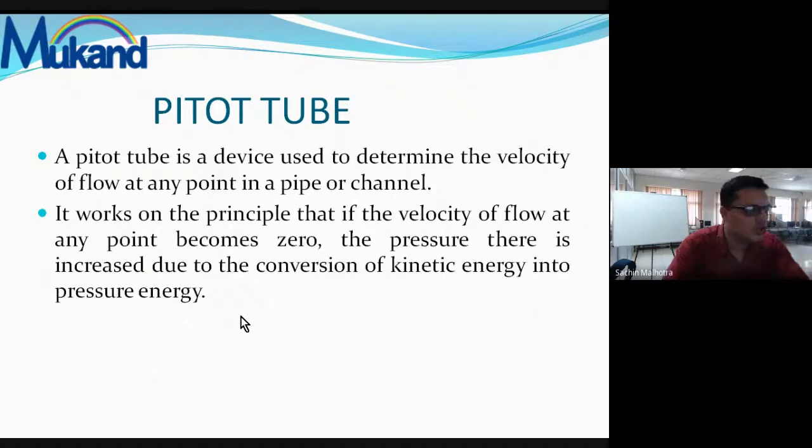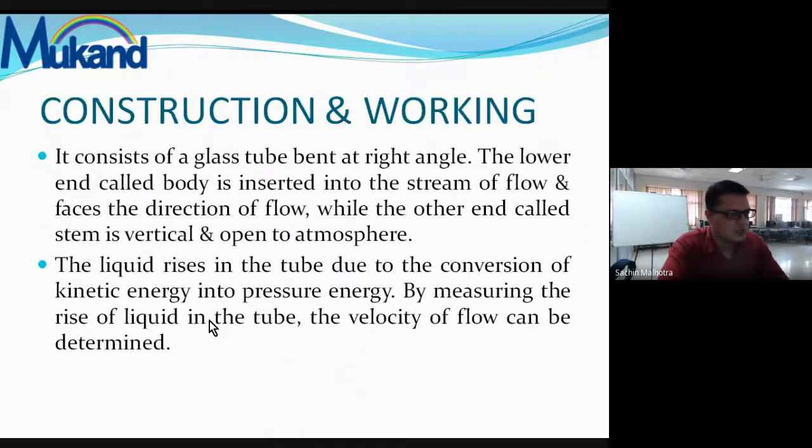Next is the pitot tube. The pitot tube is a device used to measure the velocity of flow at any point in a pipe or channel. So this is our third device based on Bernoulli's theorem. It works on the principle that if the velocity of flow at any point becomes zero, the pressure there is increased due to the conversion of kinetic energy into pressure energy.